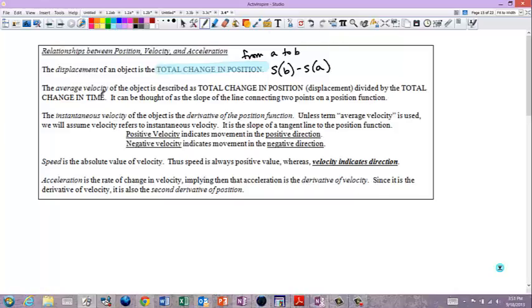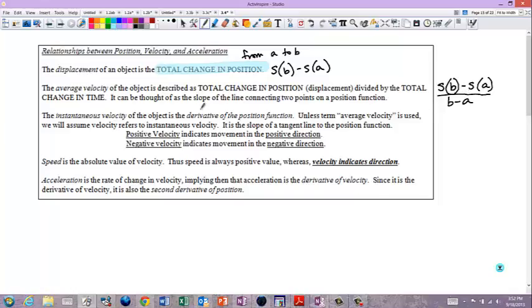The average velocity of the object is described as the total change in position, or the displacement, divided by the total change in time. It can be thought of as the slope of the line connecting 2 points of a position function. So the average velocity, and anytime you see average, it's going to be s of B minus s of A over B minus A. Average, average, average, slope, every time.